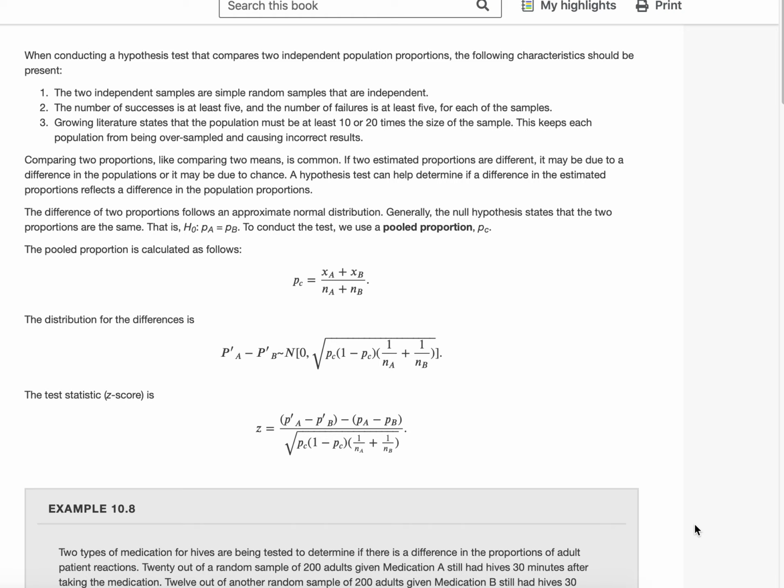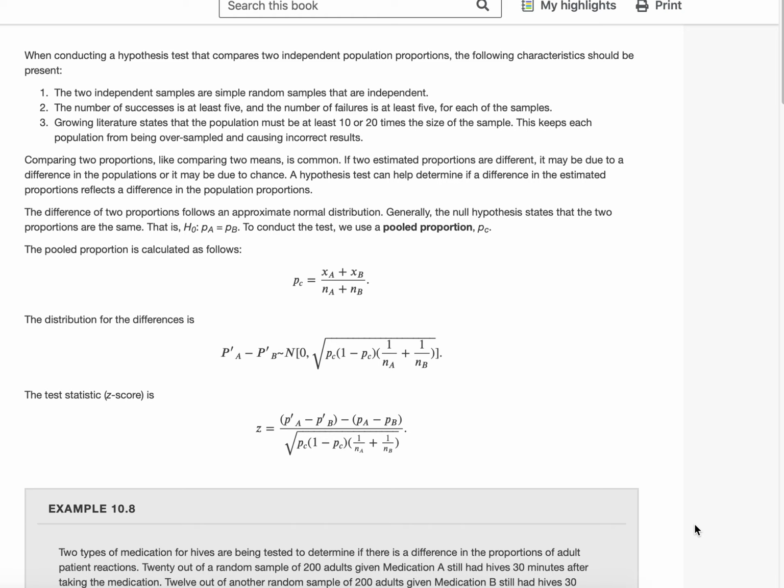Now we're going to look at testing a hypothesis test with two independent population proportions. When I do this, there are some characteristics that have to be present. I have to have two independent samples that are simple random samples. I have to have a number of successes of at least 5 and a number of failures that's going to be at least 5 for each of my samples.